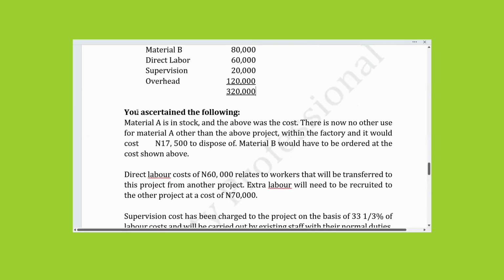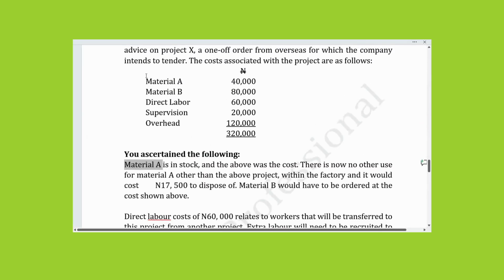You are told that you ascertain the following. You, as a management accountant, ascertain these are the information given to you. So you then start from the first one. Material A is in store, and the above was the cost. This material A, the company has it in store. And what is the cost of material A? We are told that the above was the cost. That is 40,000 naira is the cost of material A.